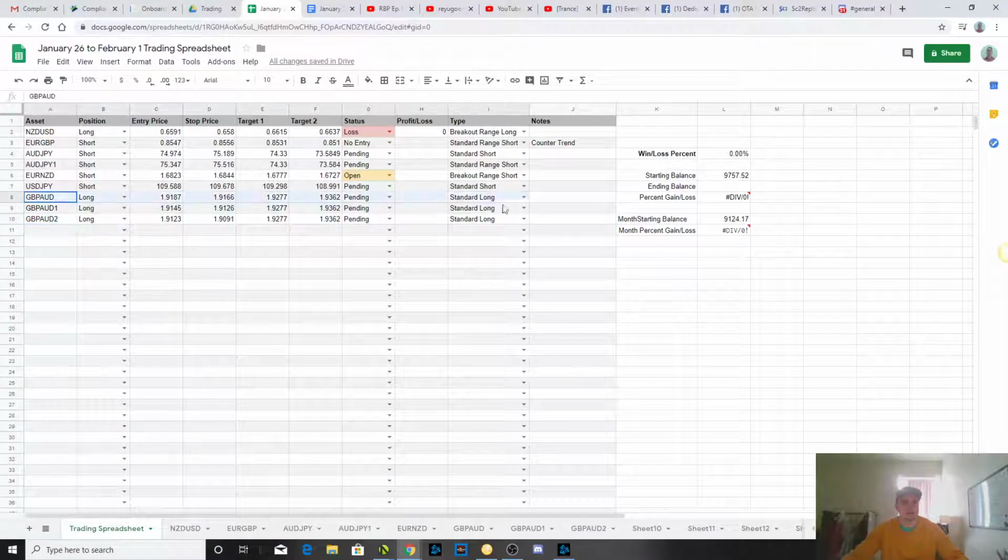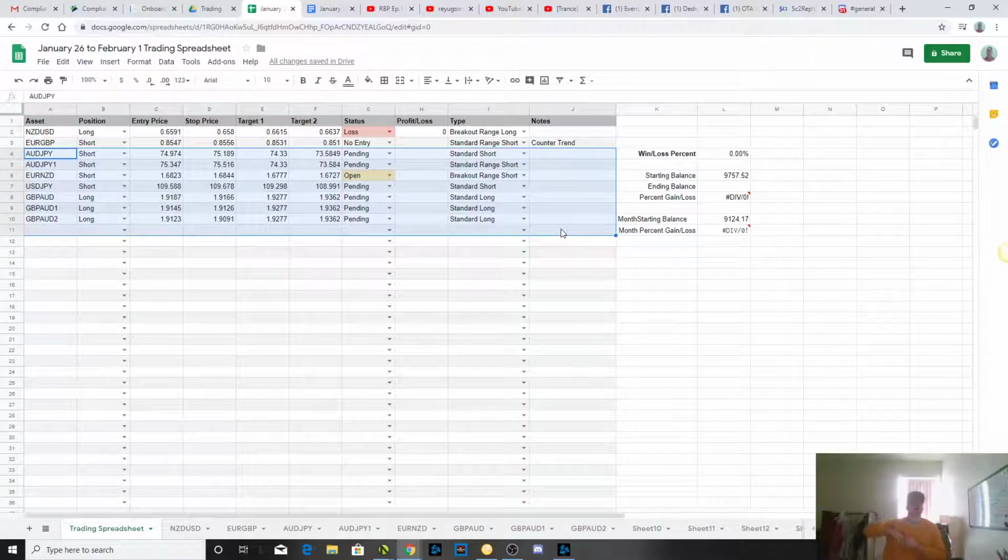What did we set up here? We set up the pound trades. We went over the Euro New Zealand. Went over the dollar yen. Both Aussie yen trades. New Zealand dollar loss, and then we canceled that. So these are all the trades right now that are in play.